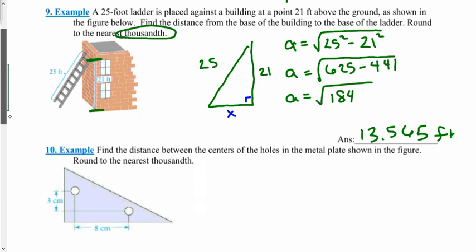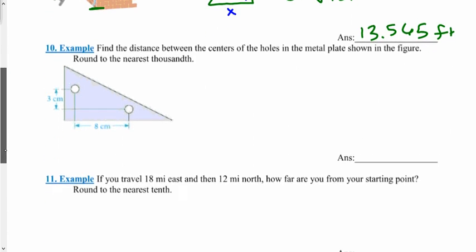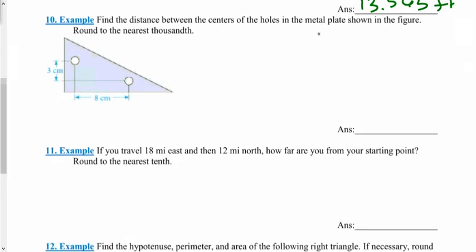All right, next, let's find the distance between the centers of the holes in this metal plate. So there's some metal plate, and here's the holes on it, and we want to know how far apart this is. We know that this is 3 centimeters from the center to there. We know that from the center to here is 8 centimeters, and ultimately what they want us to do is to find how far it is from there to there. We want to know the length of that black line.